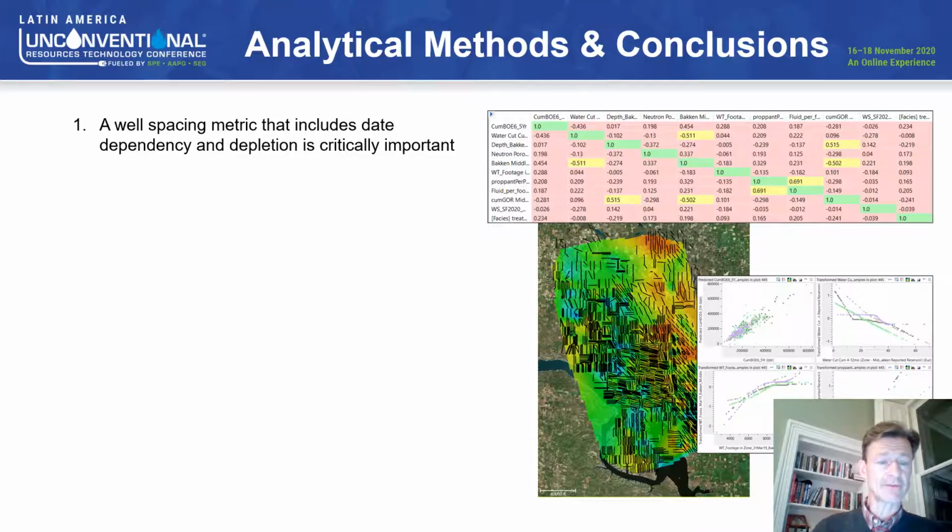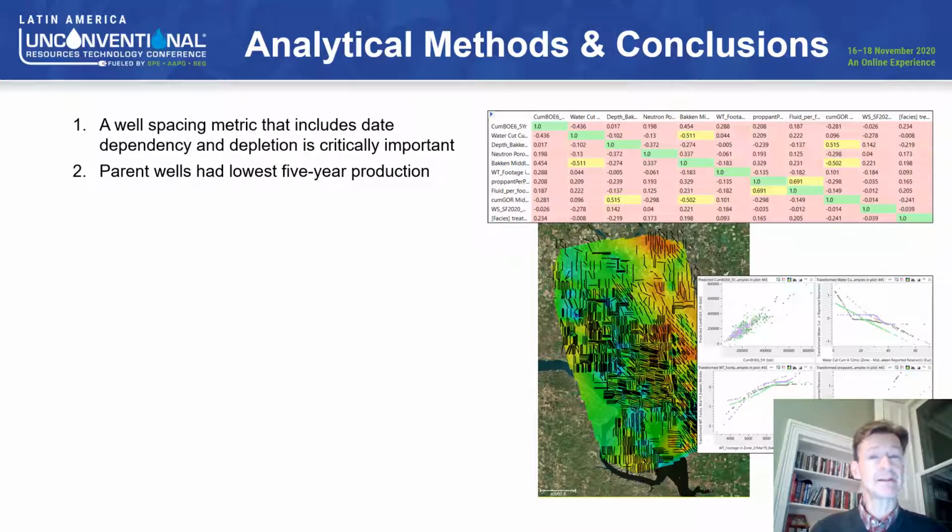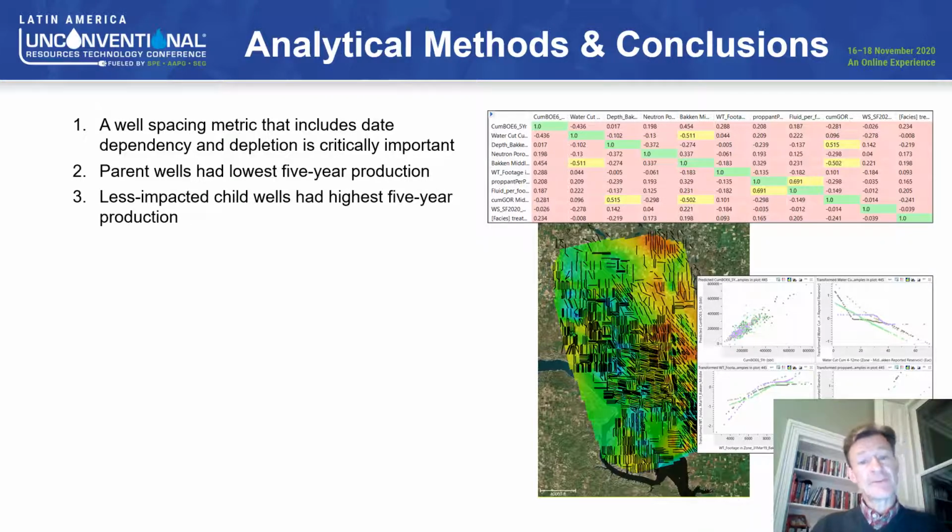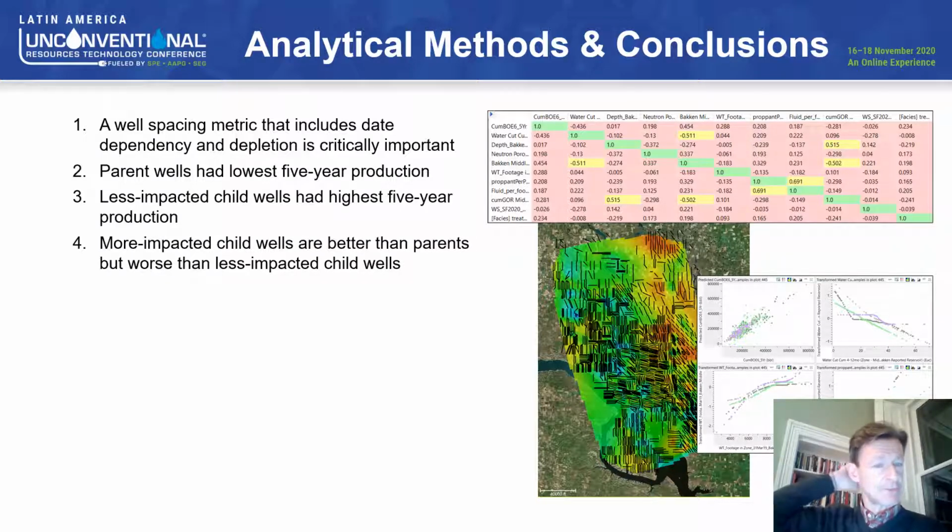Conclusions that I would draw from this work are, number one, any well spacing metric that's not date dependent and doesn't include depletion is not going to work that well. You have to include those two things to have a really robust measurement of spacing. In this study, parent wells had the lowest 5-year production, probably because they had the weakest completions. The next generation of wells, again, we'll talk about these well classes in just a moment, had the best production. And the latest stage wells, the more impacted child wells as I'm calling them, are better than the parents, but not as good as the ones right before them.